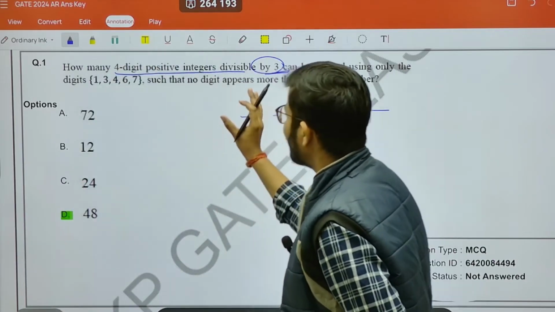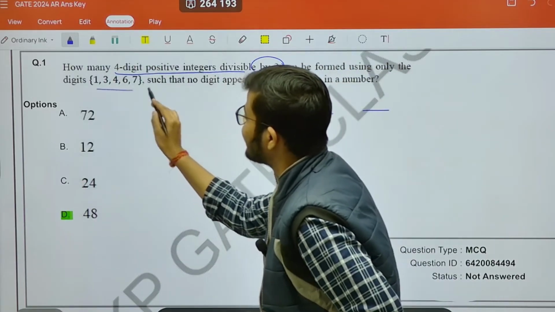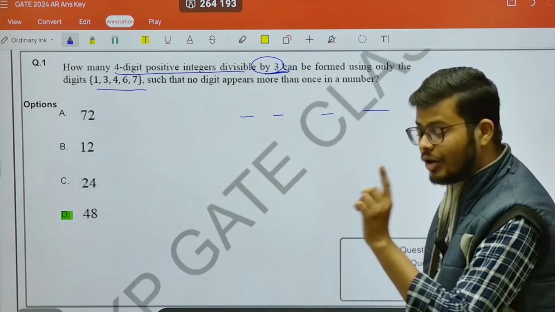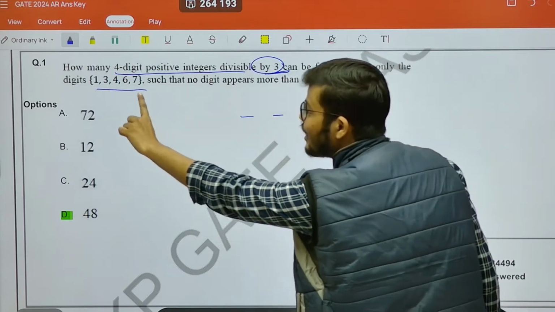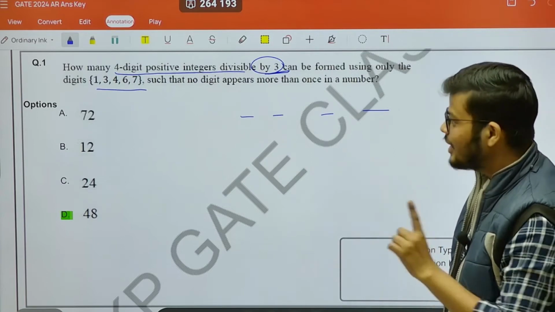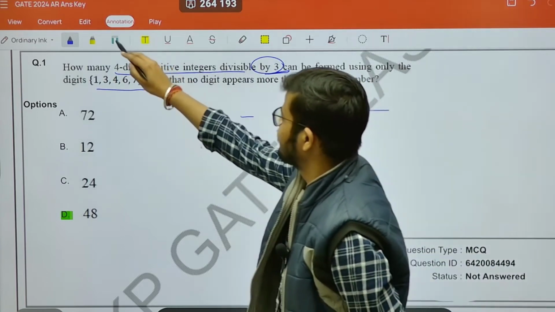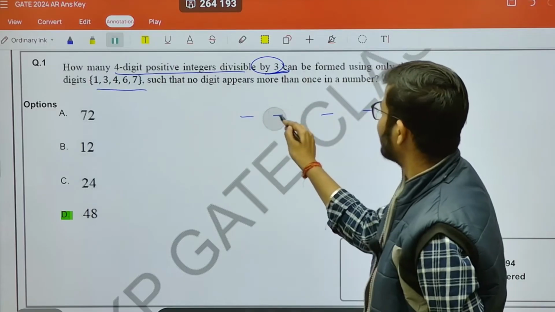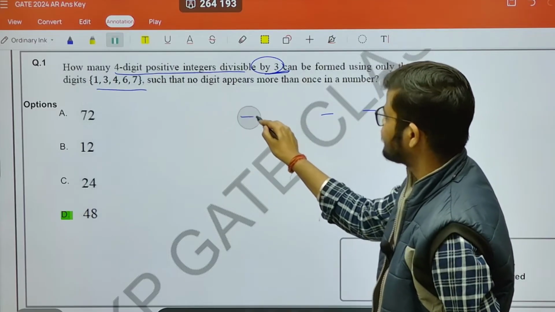Now how many combinations are possible? A total of 5 digits are given. How many combinations of these 5 digits can we make? First of all we are going to make that, and then we'll discuss it. So first of all, what are the combinations that are possible?